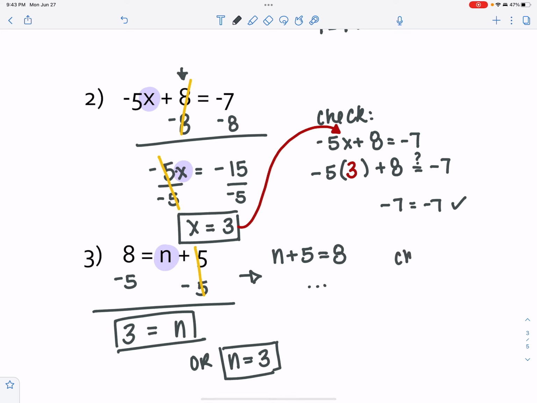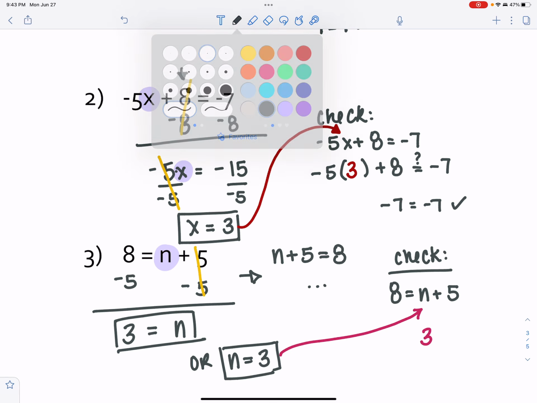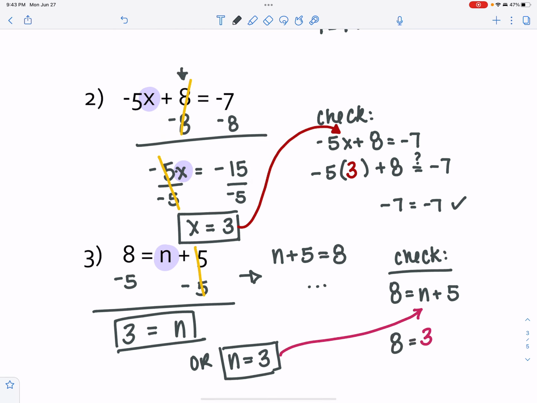Now remember, I could check these. This will be the last one we check. But I could check these by saying 8 equals n plus 5. Well, n I just found was 3. And so is it true that 8 equals 3 plus 5? Yes, 8 does equal 8. And so I know I got it correct.